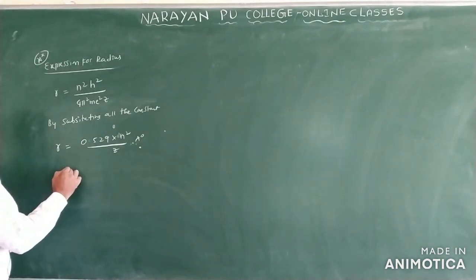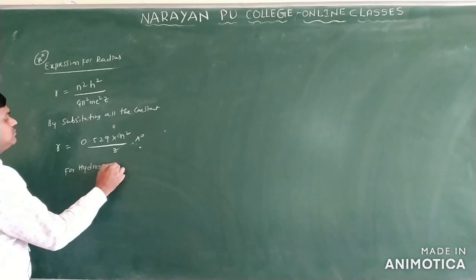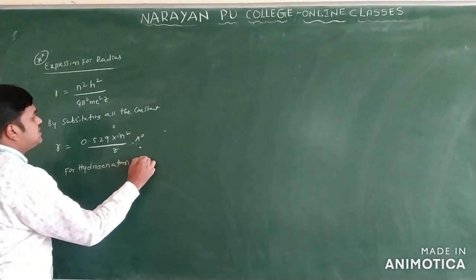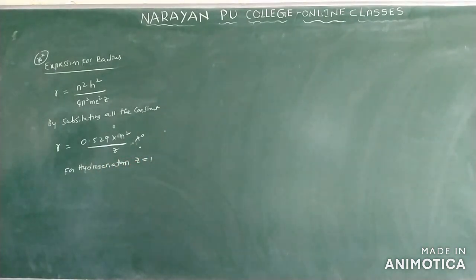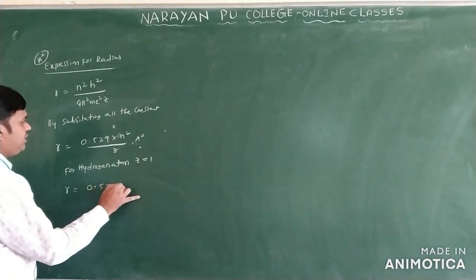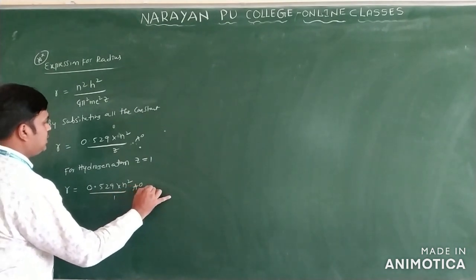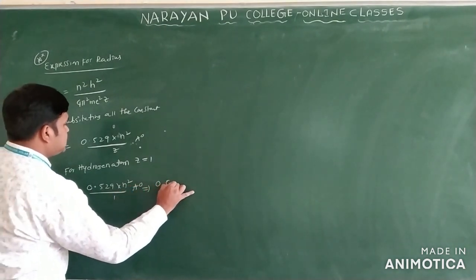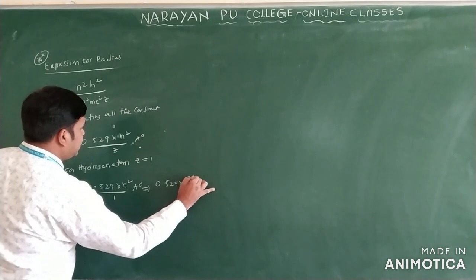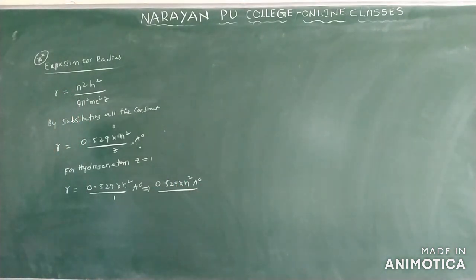Suppose for hydrogen atom, what will you get? Z is equal to 1 only. So you will get R is equal to 0.529 into n square by 1 angstrom units. From this you will write 0.529 n square angstrom units only. This is for the hydrogen atom only.